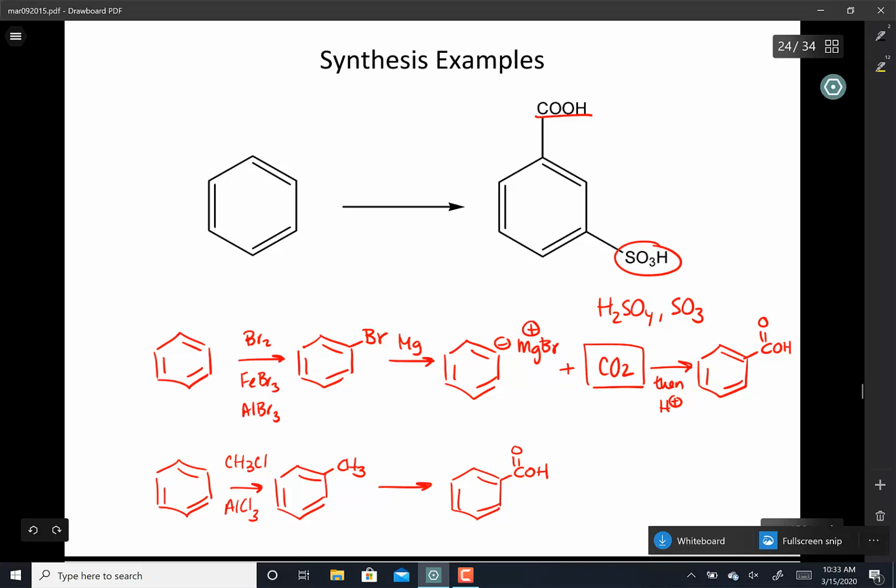Friedel-Crafts alkylation. How do I oxidize the CH3 to a C double bond OOH group? Hint, we all did this in lab. It's purple. KMnO4.